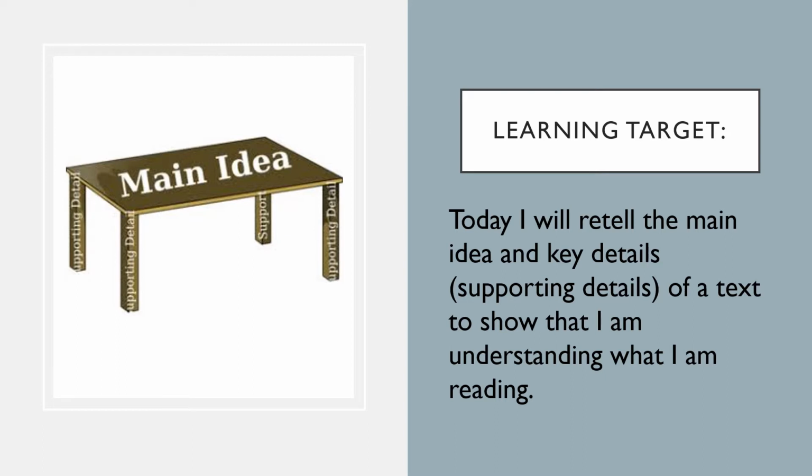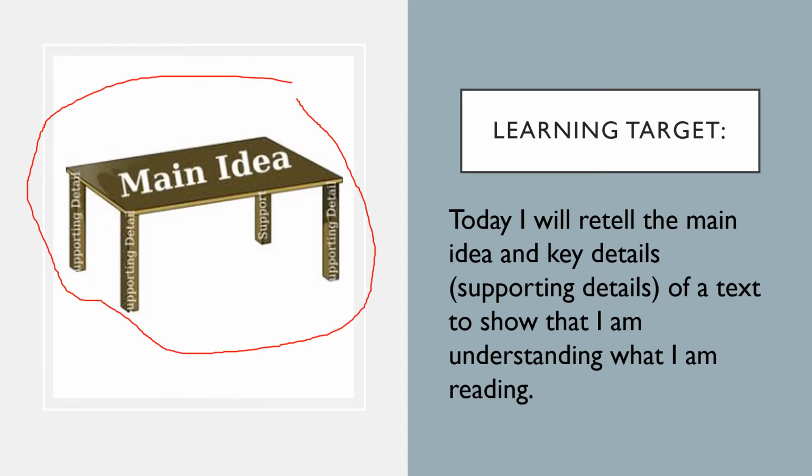Look over here at this table. This is a main idea table. If you want to think about the main idea as the big flat part of the table, it needs to have legs over here, which would represent the supporting details or the key details of a text to hold it up. The main idea is what it's mostly about, but the supporting details give us just a little bit more information about the main idea of a text.